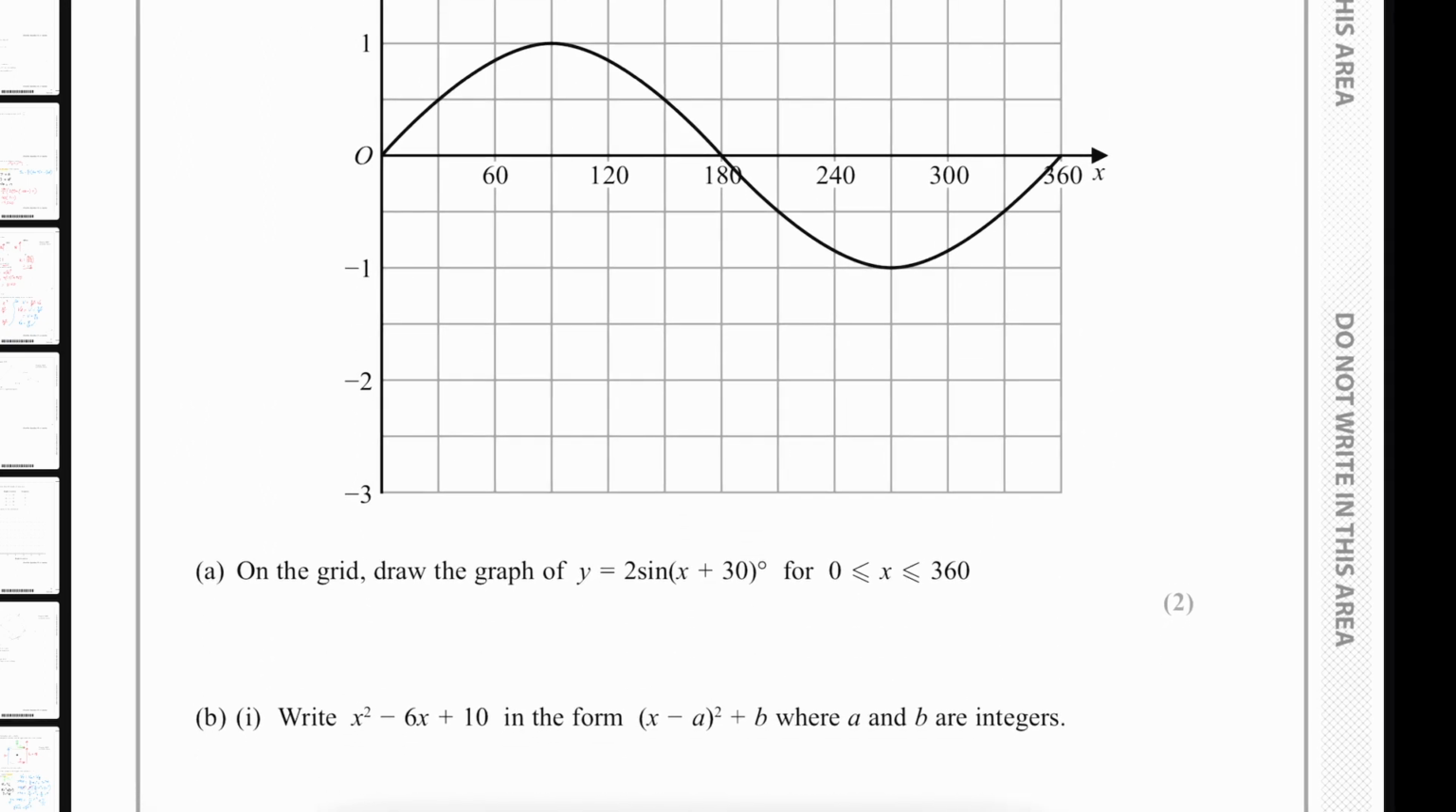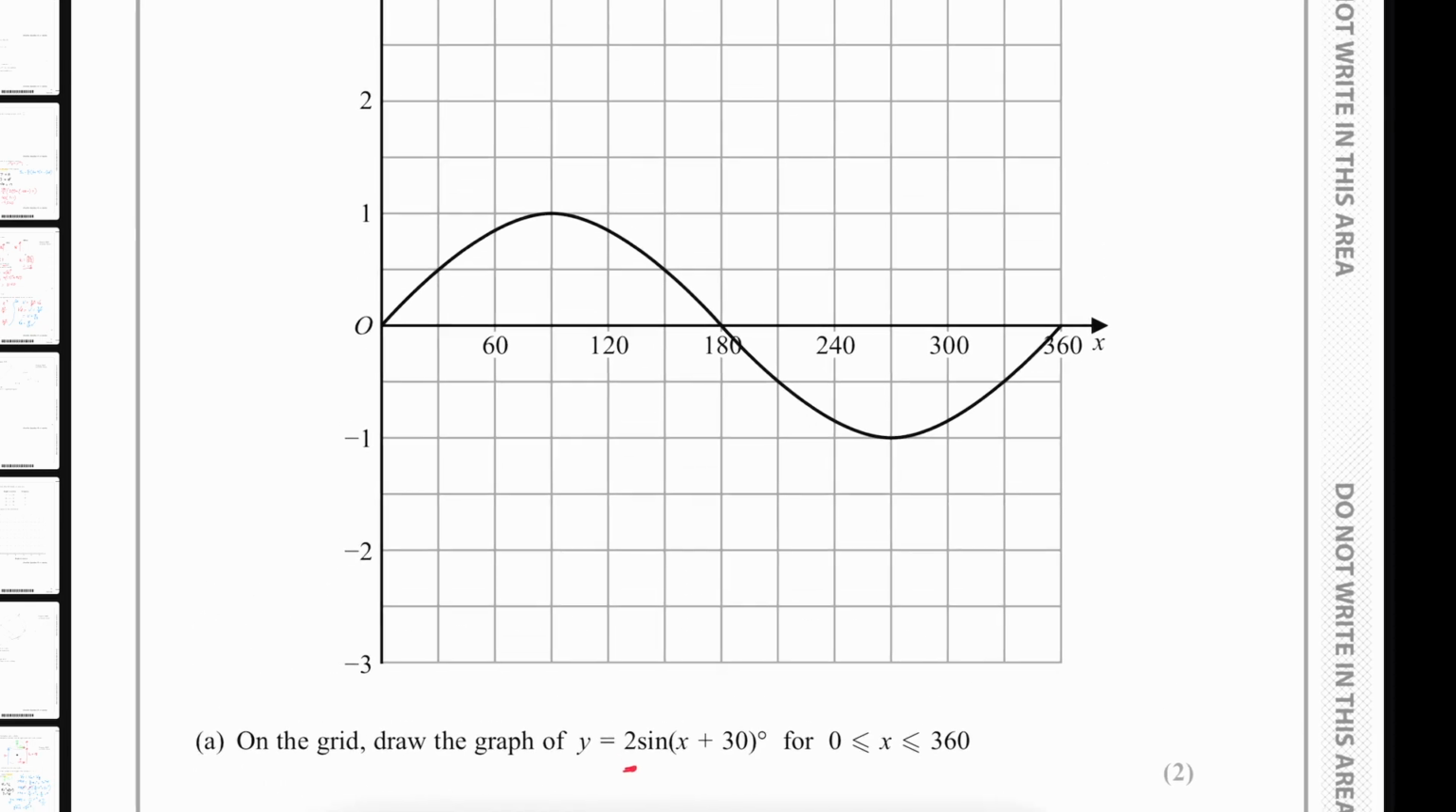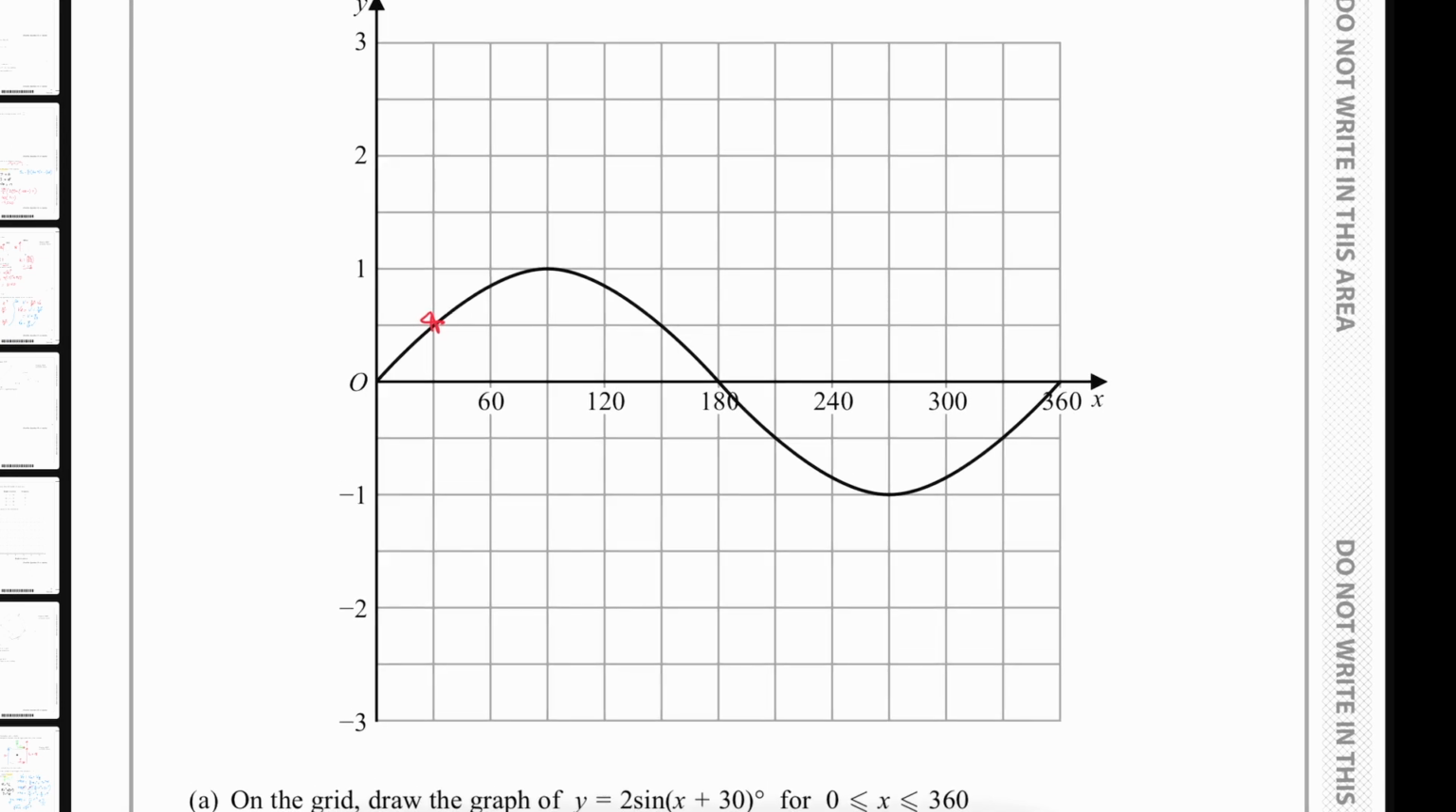And it says, on the grid, draw the graph of y equals 2 sine of x plus 30. Okay, so that 2, first off, is going to change my amplitude. So it's going to multiply all my y values by 2. So this point over here, which was at 0.5, is now going to be at 1. This value at 1 is now going to be at 2. This value again at 1. 0 times anything is still 0, so that carries on like that. This will be 1. This will be 2. This will be 1. So that's what just the 2 does.